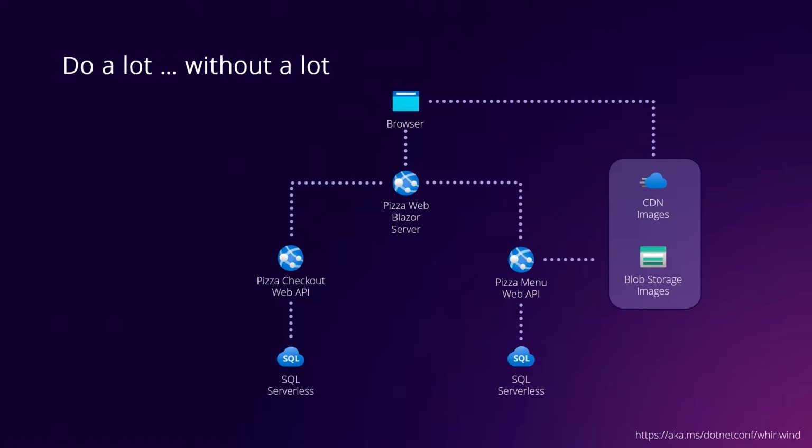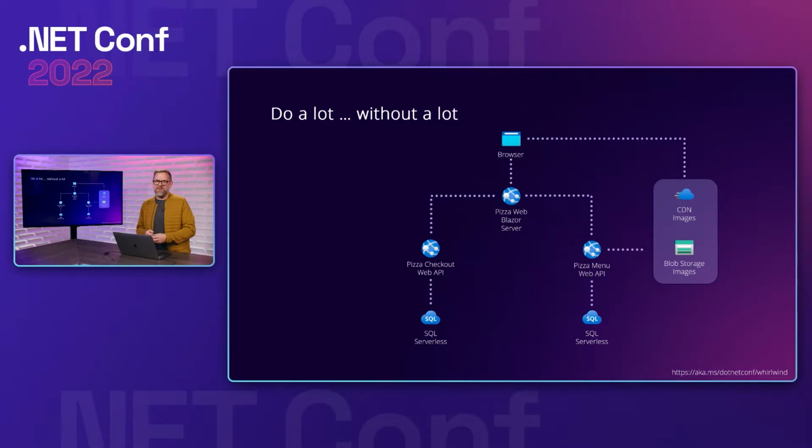And then over on the right-hand side we have blob storage. So massive image storage, not a ton of money there, where you can put a bunch of images in there. And then we're serving it with a CDN. That CDN, Content Delivery Network, puts all our images out at the edge of Azure.